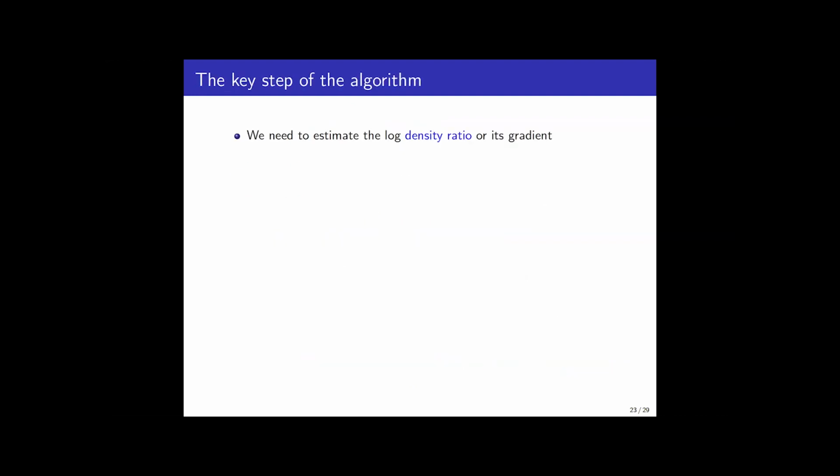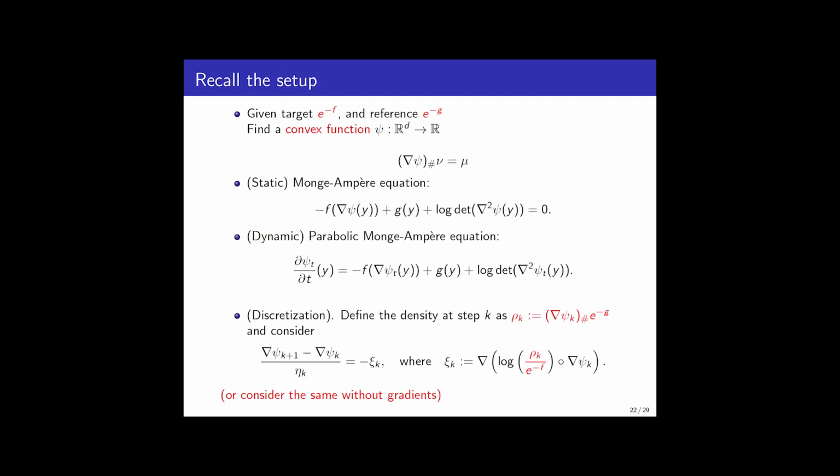So for example, if you just wanted to estimate the log density ratio, one of the things that one could do is, since you already are at time point k, which means you have already updated your algorithm up to gradient of psi k, remember your rho k is just the push forward of e power minus g, which is the reference distribution, under gradient psi k. This means that if I wanted to sample from rho k, I could just take gradient of psi k, sample as many observations as I want from this reference distribution, and use this update to sample particles from rho k, right?